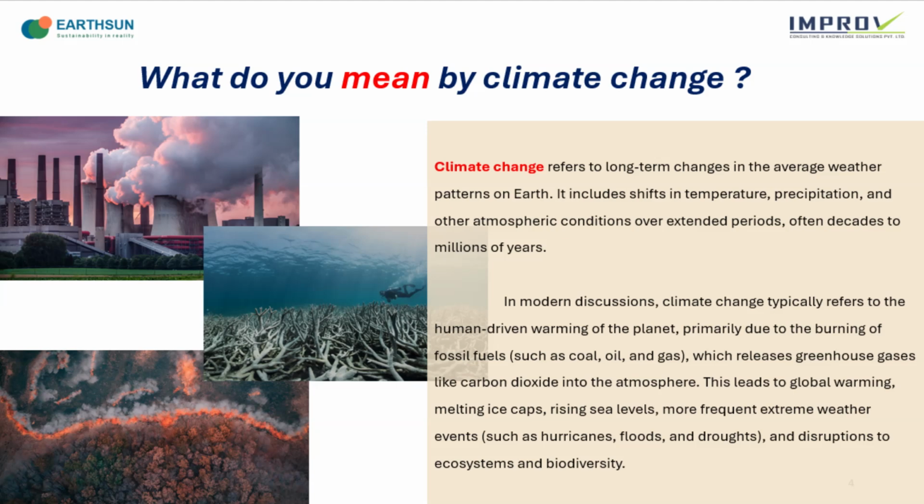What does the term climate change actually mean? Climate change refers to long-term changes in the average weather patterns on Earth. It includes shifts in temperature, precipitation, and other atmospheric conditions over extended periods, often decades to millions of years. In modern discussions, climate change typically refers to the human-driven warming of the planet, primarily due to the burning of fossil fuels, such as coal, oil, and gas, which releases greenhouse gases like carbon dioxide into the atmosphere. This leads to global warming, melting ice caps, rising sea levels, more frequent extreme weather events, such as hurricanes, floods, and droughts, and disruptions to ecosystems and biodiversity.